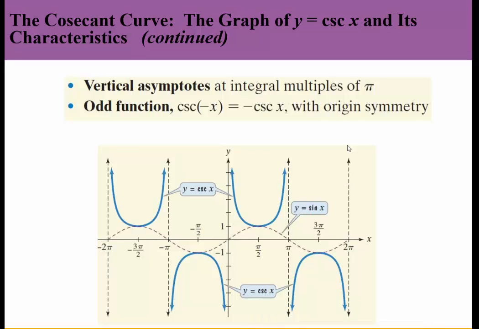All right, more characteristics of cosecant here. We said the vertical asymptotes are integral multiples of pi. Notice this is an odd function. If you were to take the cosecant and put a minus x in there, it will change sign, therefore having origin symmetry or being an odd function, as we have said. Notice this thing revolves the cosecant about the origin.